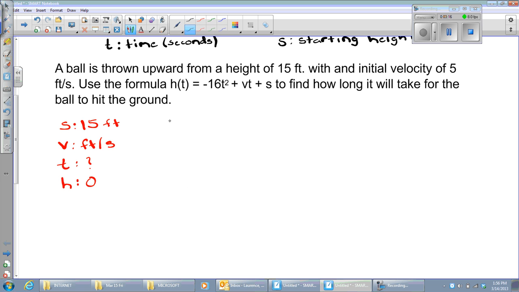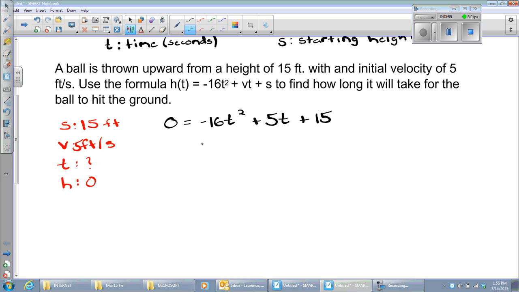So we're going to have 0 equals negative 16. We don't know t, so we're keeping that t squared plus, oh, whoops, I forgot to write the number over here. This is supposed to be 5. 5 times t plus 15. Okay, so now this equation just looks like the equations that we've been working with.